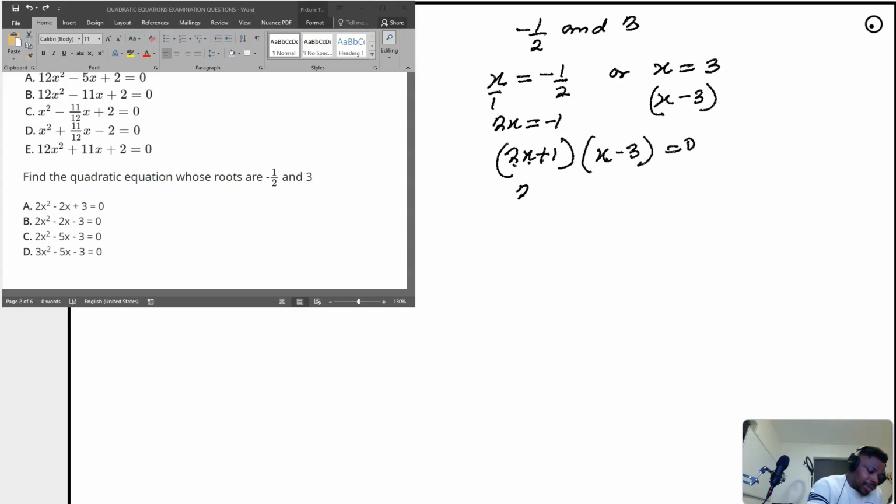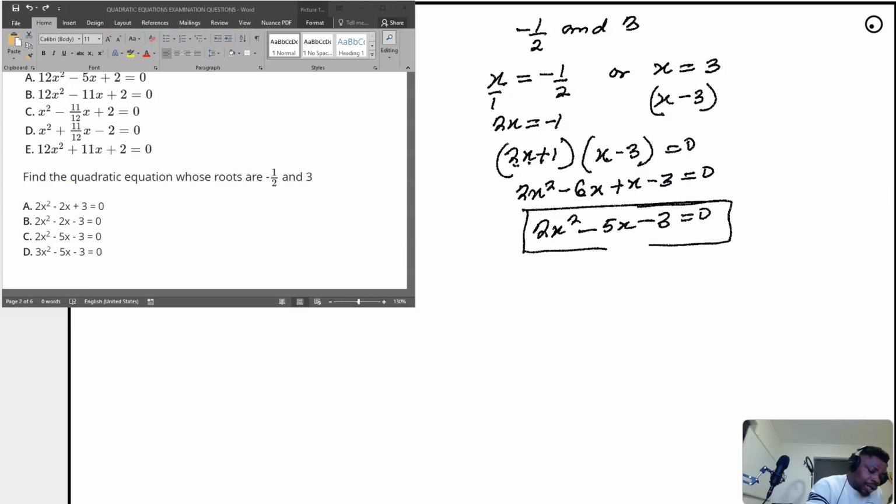2x times x, 2x squared. This times that, 6x plus x minus 3 is equal to 0. So 2x squared minus 5x minus 3 is equal to 0. So this is the fastest way to use the roots of a quadratic equation to construct the quadratic equation itself. So what is our option here? Our option is option C.